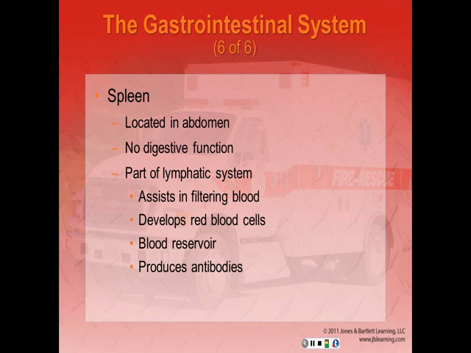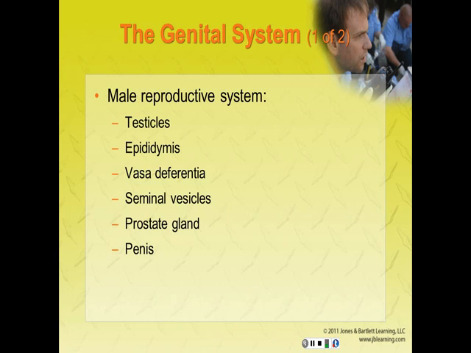The spleen is located in the abdomen but has no function within the digestive system. It is part of the lymph system. It plays a significant role in relation to red blood cells in the immune system, and it assists in the filtration of blood. It aids in the development of red blood cells and serves as a blood reservoir, as well as produces antibodies. The genital system.